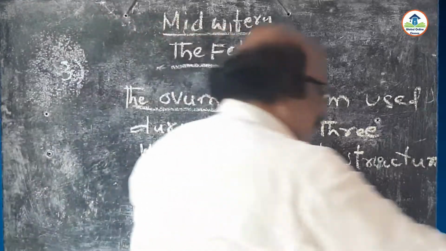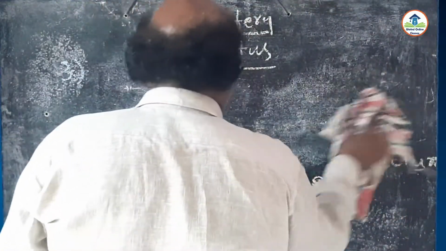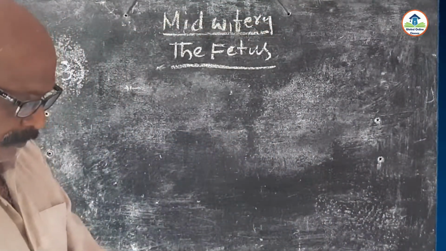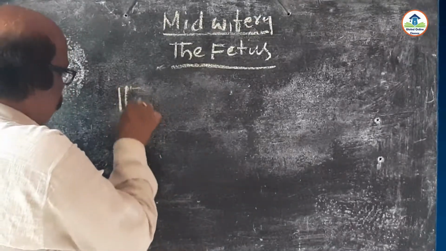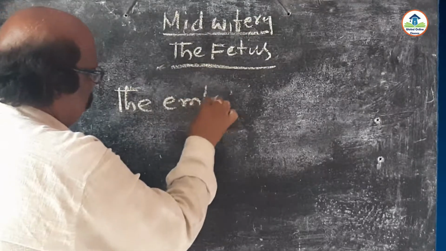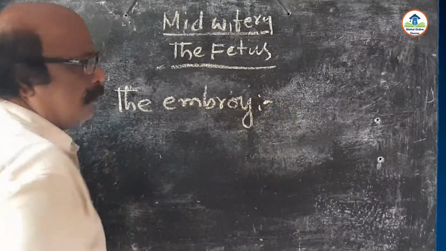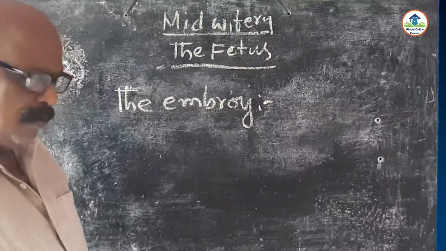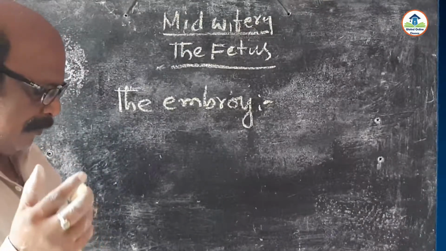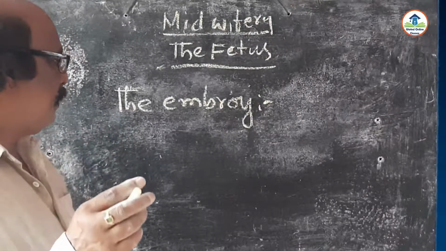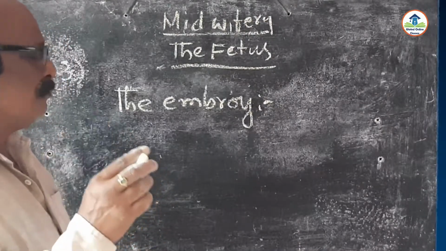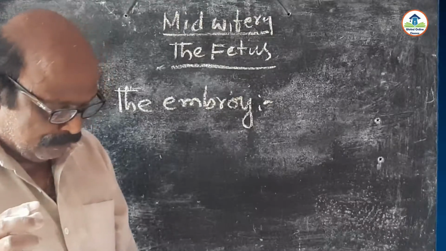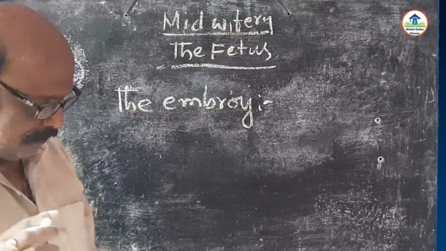Okay. Next, we see the embryo. Okay, so what is the embryo? When a woman is pregnant, in which stage or in which weeks do we call it an embryo? Okay, embryo is the term used for the third to the eighth week.